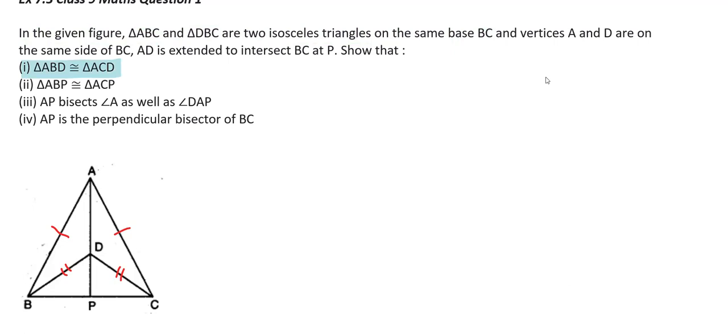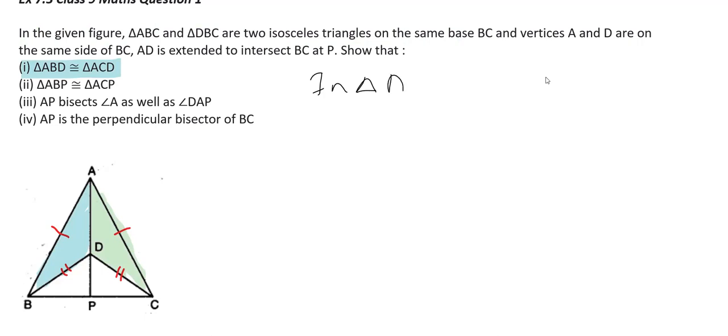We have to prove triangle ABD is congruent to triangle ACD. ABD, as you can see, is this one. This is triangle ABD. The first part is very easy. It's congruent to triangle ACD, this one. You have to prove these two triangles congruent, and it's very clear from the figure that these two triangles can be proved congruent by SSS.